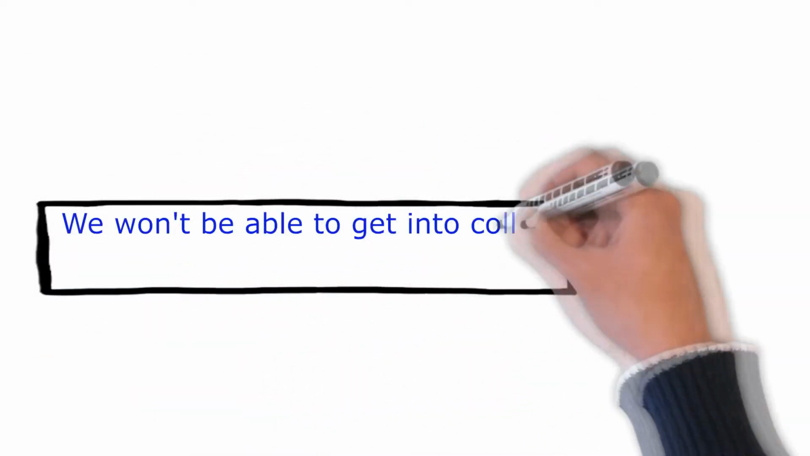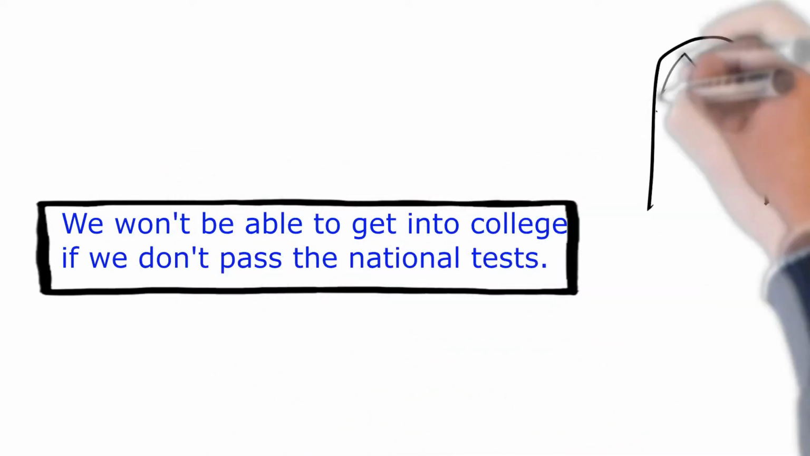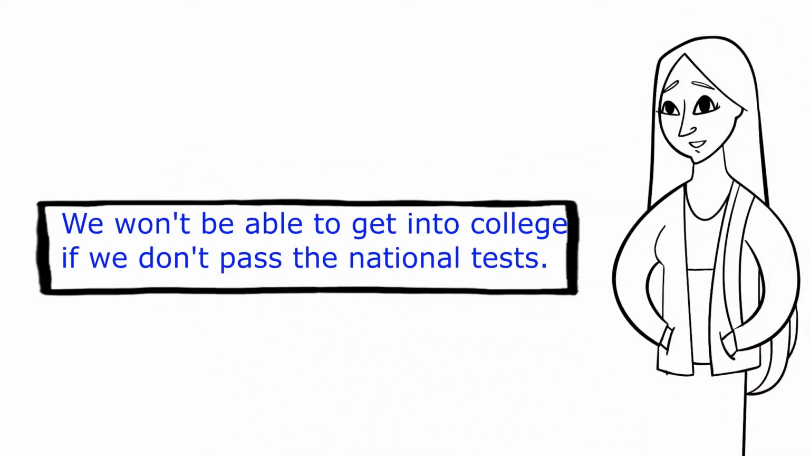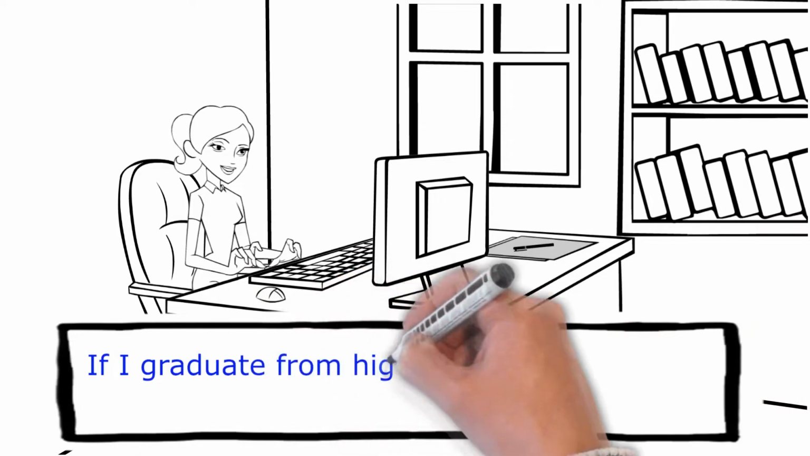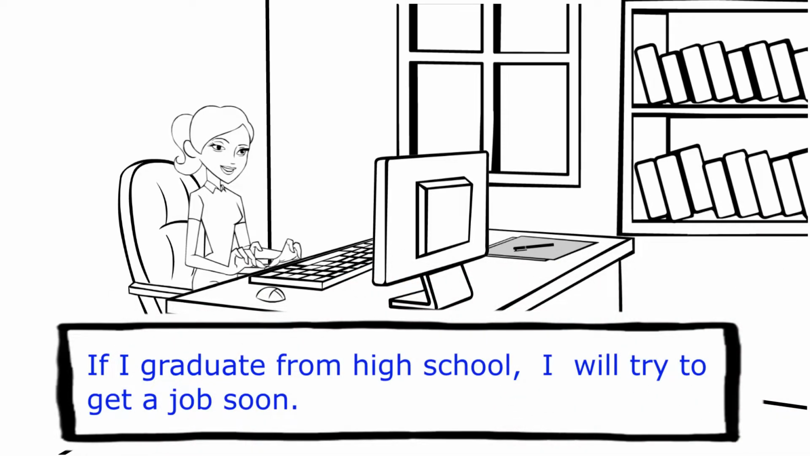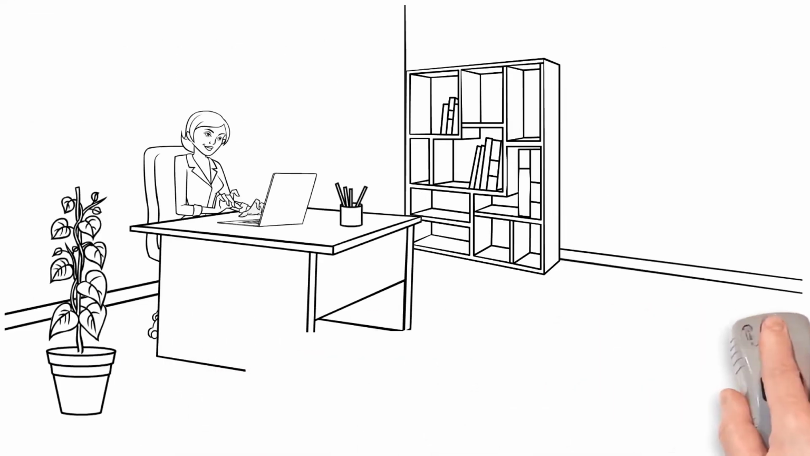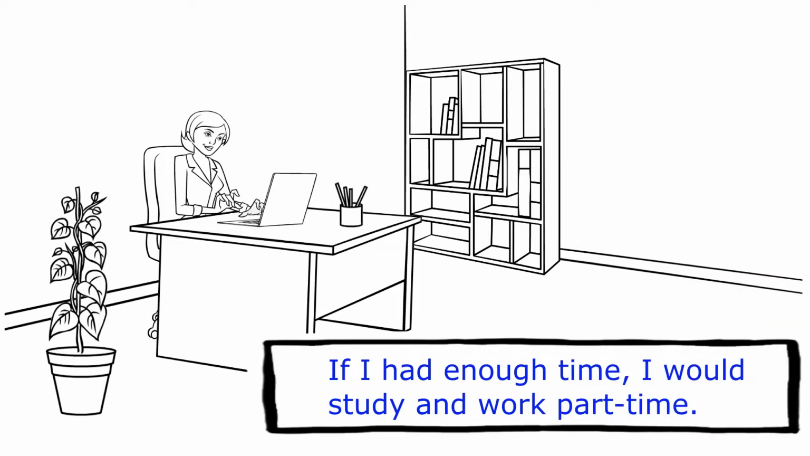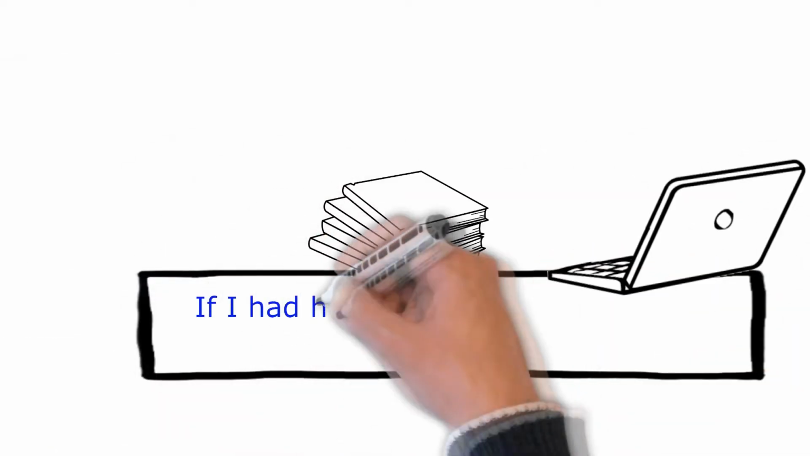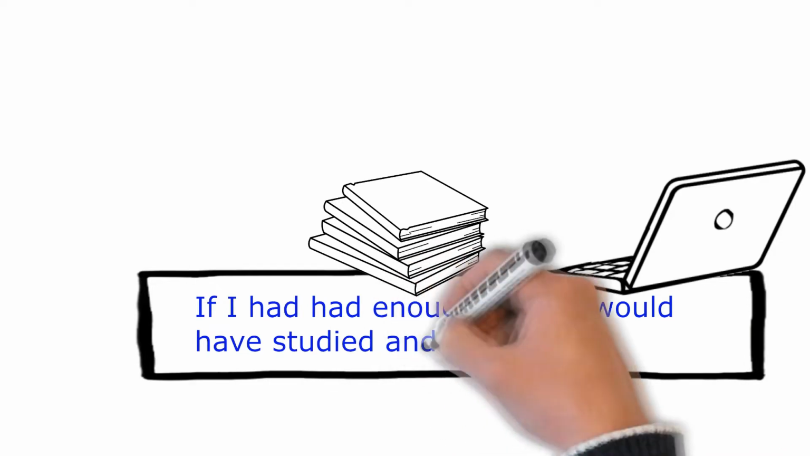Be able to get into college if we don't pass the national tests. If I graduate from high school, I will try to get a job soon. If I had enough time, I would study and work part-time. If I had had enough time, I would have studied and worked part-time.